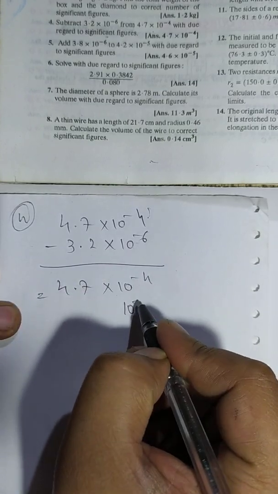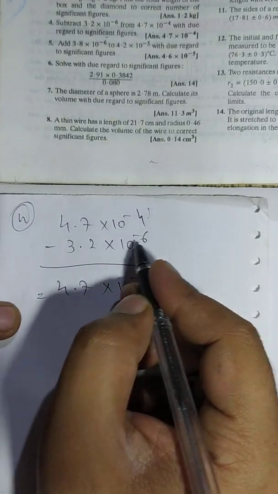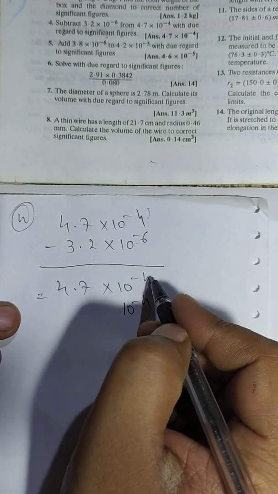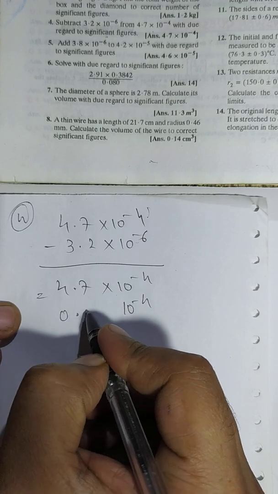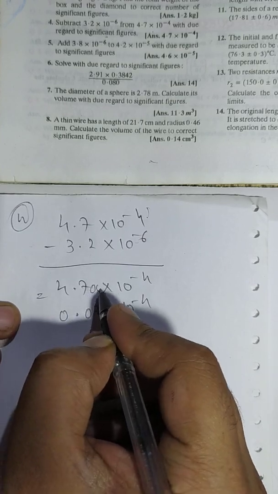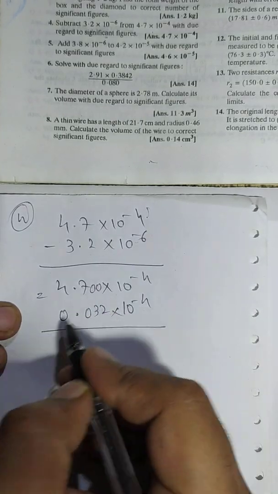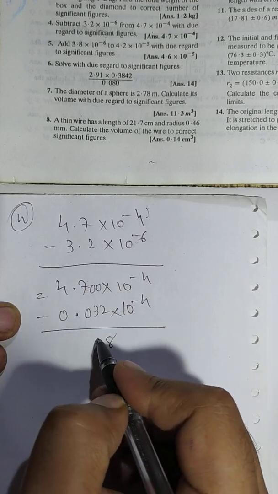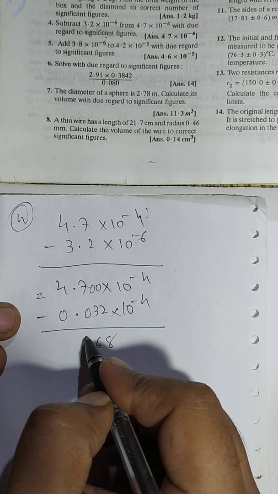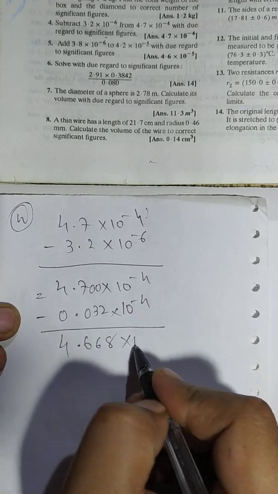So the reduction will be minus 4. Here you remove 10 to the power minus 2. 10 to the power minus 2 means upon 100. Here if you divide by 100, it will be 0.032. Here you can add zeros to facilitate the subtraction. Now if you subtract, this is 8, 6, into 10 power minus 4.